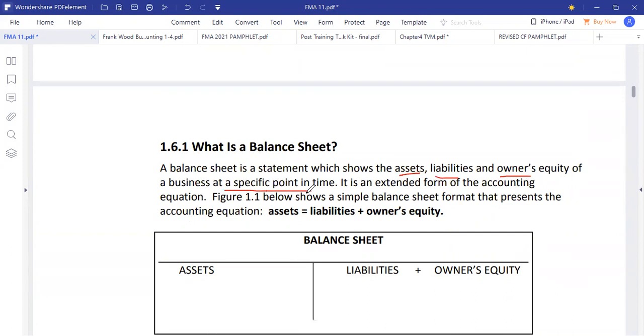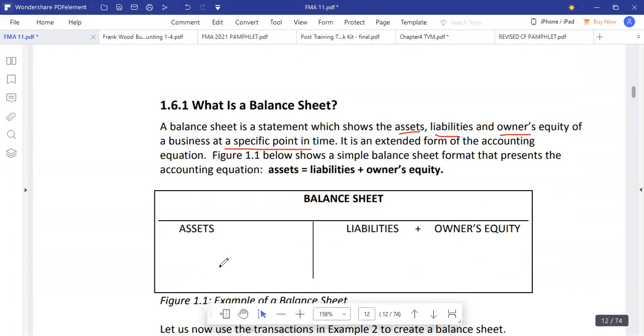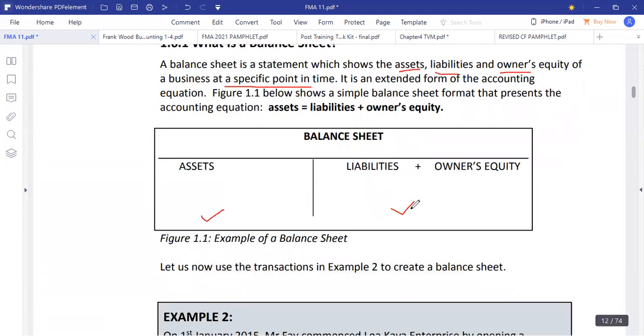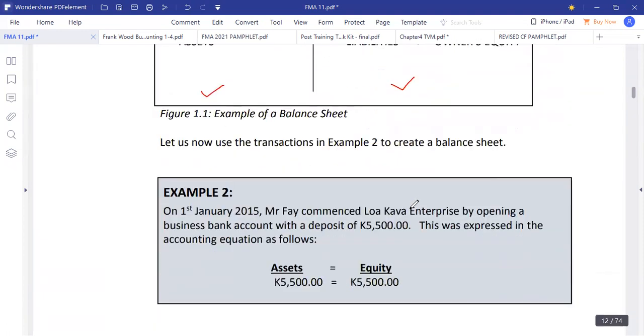So the balance sheet has the following format. We have assets and we have what? Liabilities and the owner's equity. That's why a balance sheet must always balance to fortify or to fulfill this equation. All right.